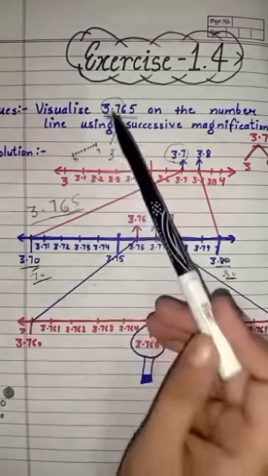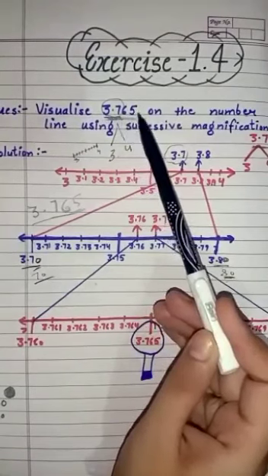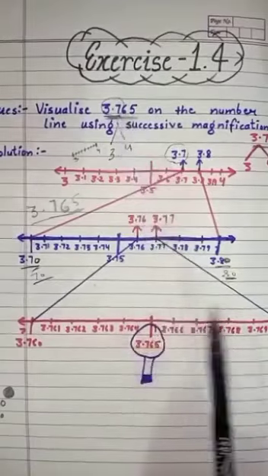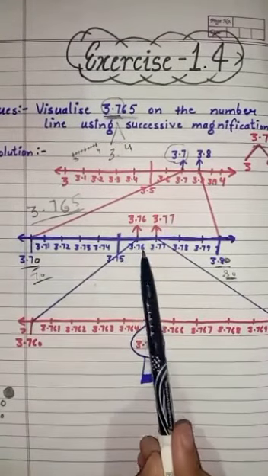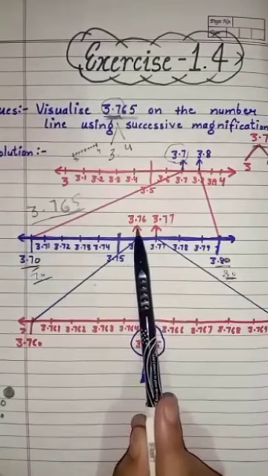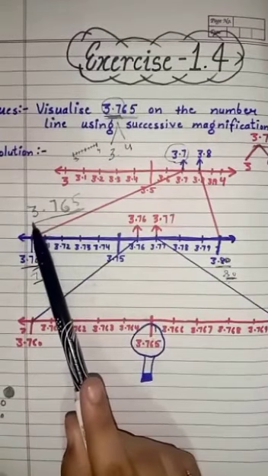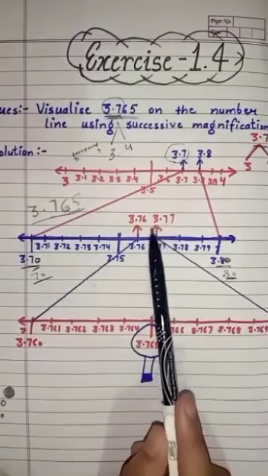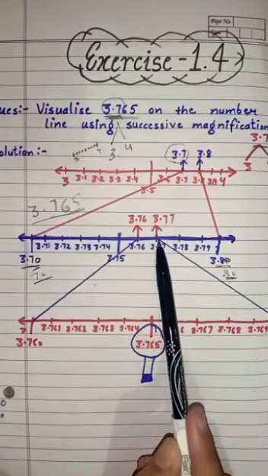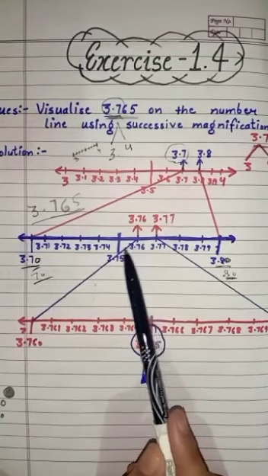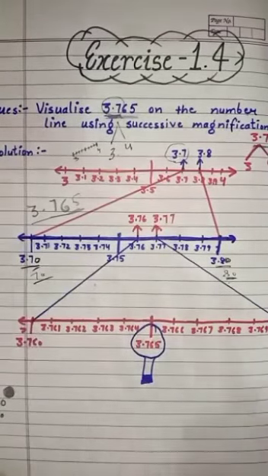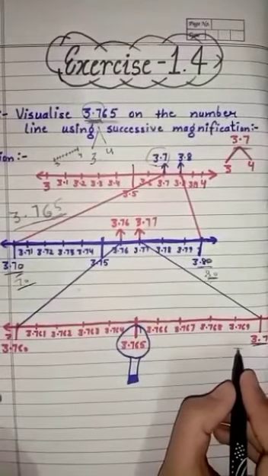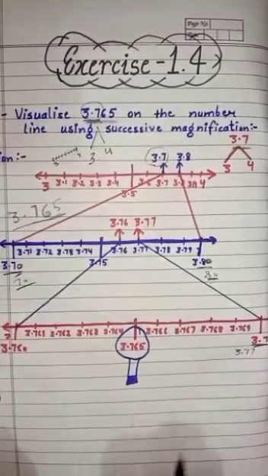Okay, now we just want 3.765. It means 7 has come here now. Now we just want 3.76. Okay, so here it is, 3.76. You just mark that point. After that we see that for 3.765 we still have to go further, so we take one more point, that would be 3.77. Now you take 3.76 here and here you take 3.77. It means you have to mark 3.77 here.